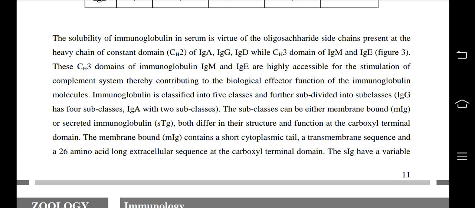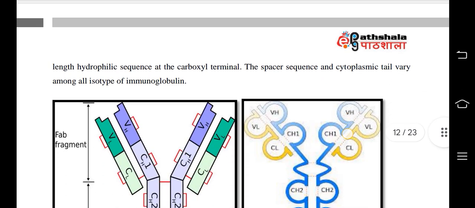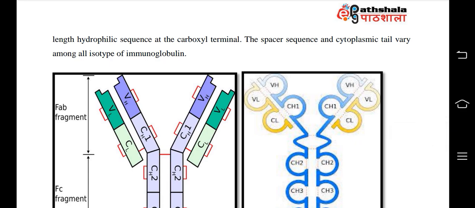The membrane bound mIg contains a short cytoplasmic tail, a transmembrane sequence and a 26 amino acid long extracellular sequence at the carboxyl terminal domain. The sIg have a variable length hydrophilic sequence at the carboxyl terminal. The spacer sequence and cytoplasmic tail vary among all isotypes of immunoglobulin.